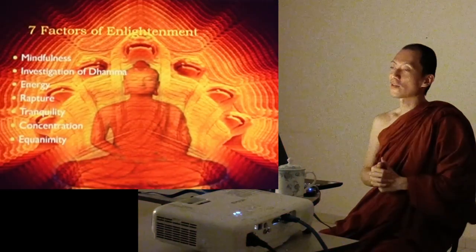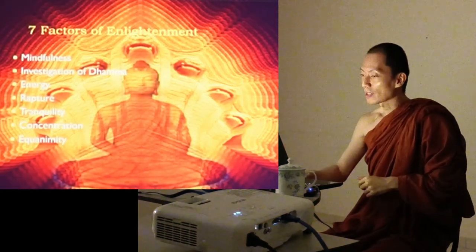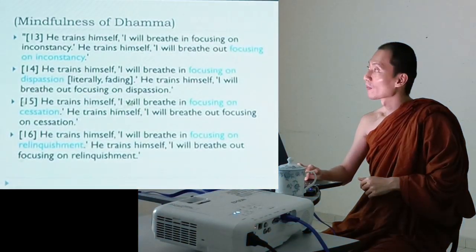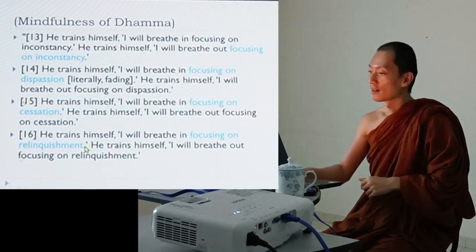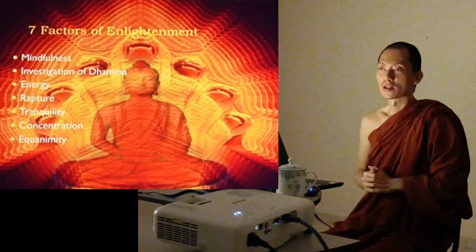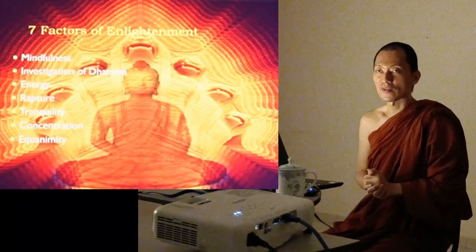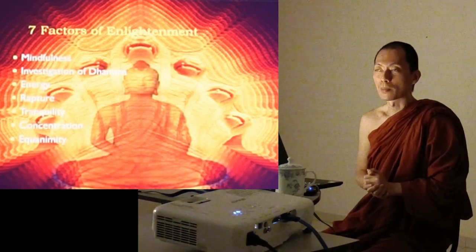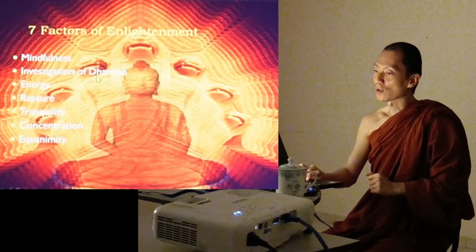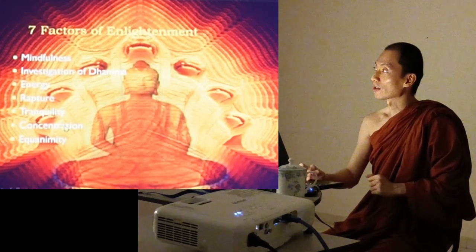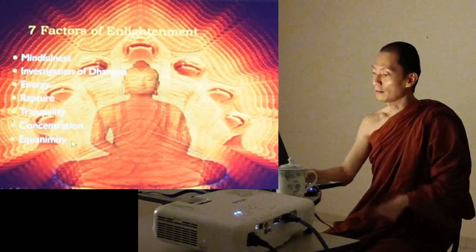Okay, so this is when the 7 factors of enlightenment come in. When a person practices this, with all this impermanence and relinquishment, then these things will occur. I explained to you already, the 7 factors of enlightenment is a bit like a chain reaction. Once you have these first 3, then you have rapture, then tranquility, concentration, equanimity. Yeah?